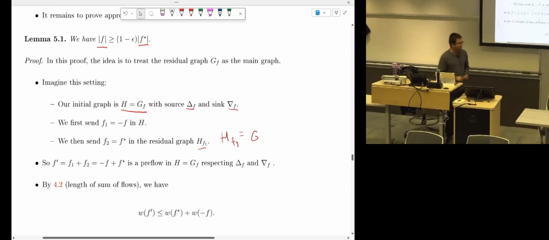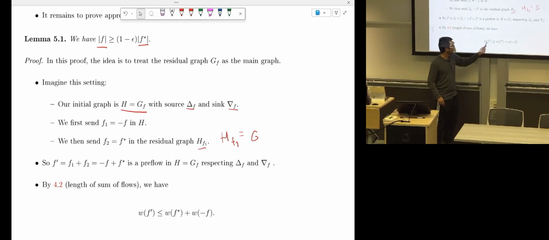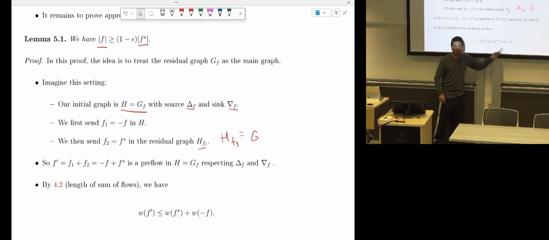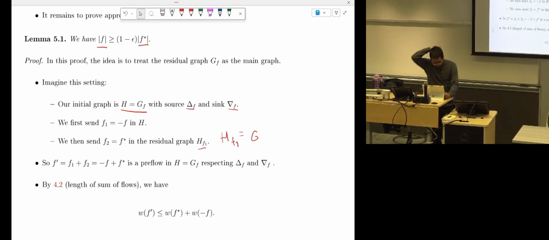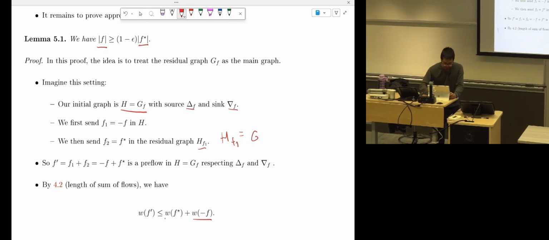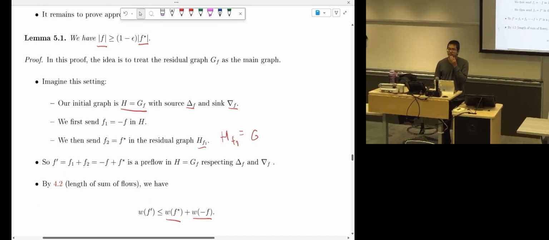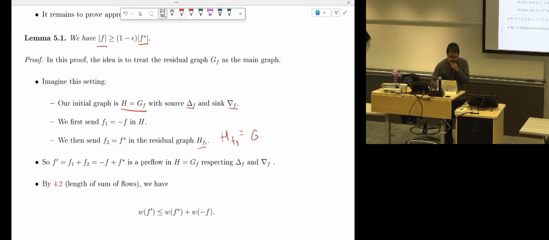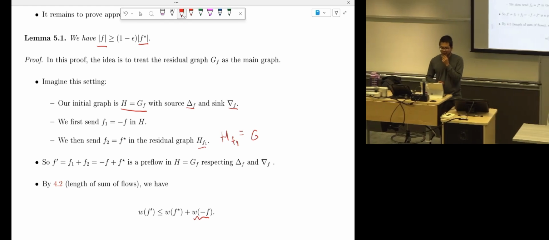And we know that the length of this flow F prime is at most the sum of the lengths of the two flows here. Okay. What's the length of this guy, and the length of this guy? This one has a simple description. Isn't it just 0 because it's just backward edges? Exactly. Yeah.